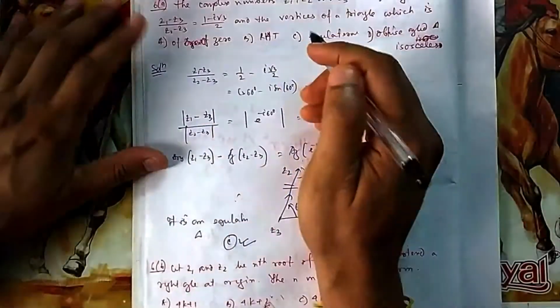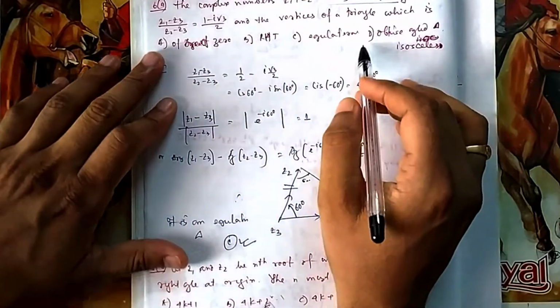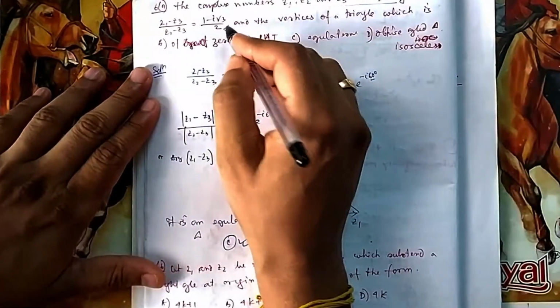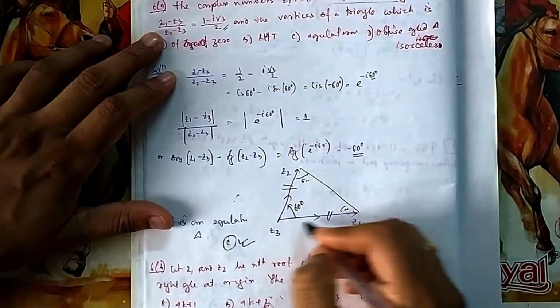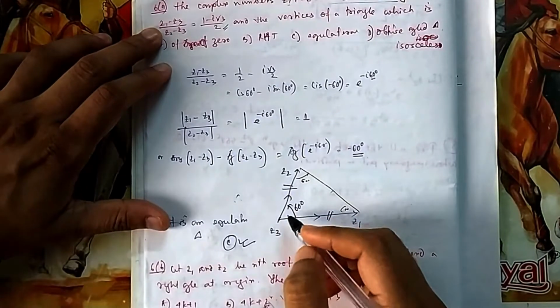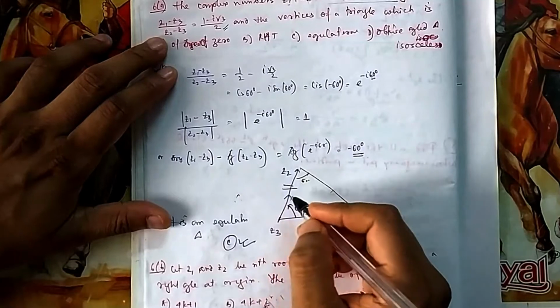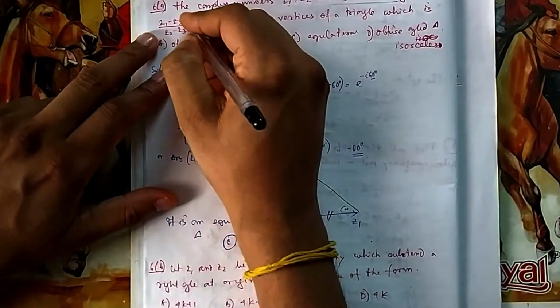Now if you come to 6, the complex number satisfying this, and the vertices of a triangle. Okay, so these three should be vertices of a triangle. Now this is given to you. So you can see these are the lengths of the sides. If you take Z1, Z2, Z3, so it is nothing but the vector pointed towards Z3, Z1 minus Z3, pointed towards Z1, and Z2 minus Z3 pointed. So these are the two sides of the triangle, and you have their ratio given.